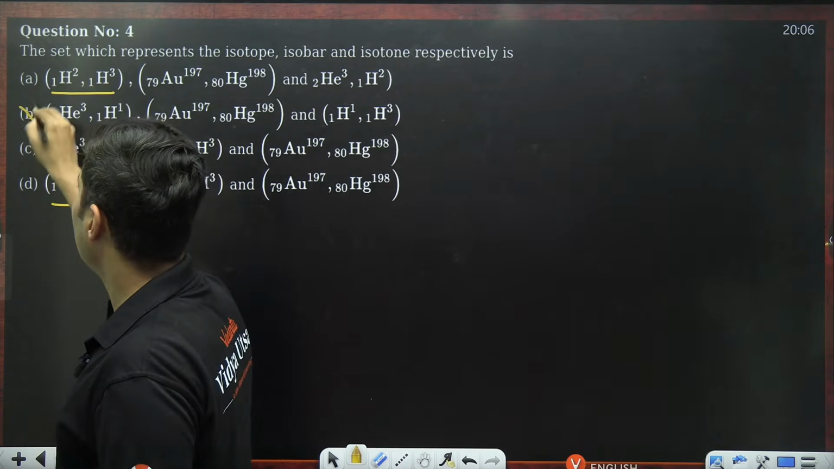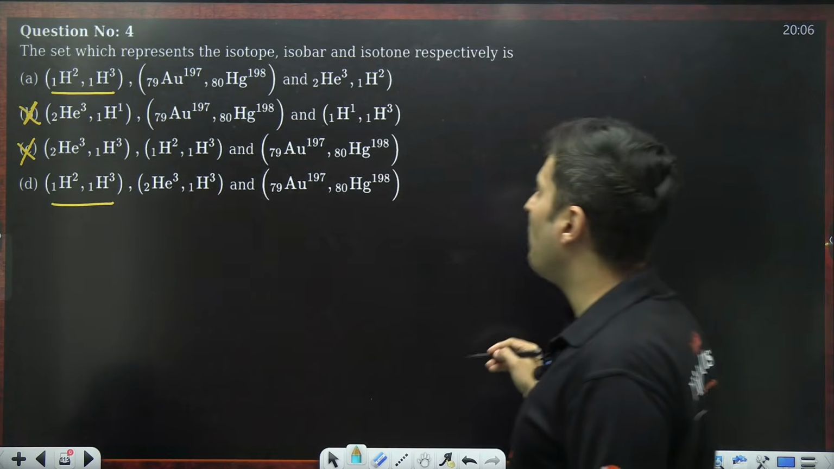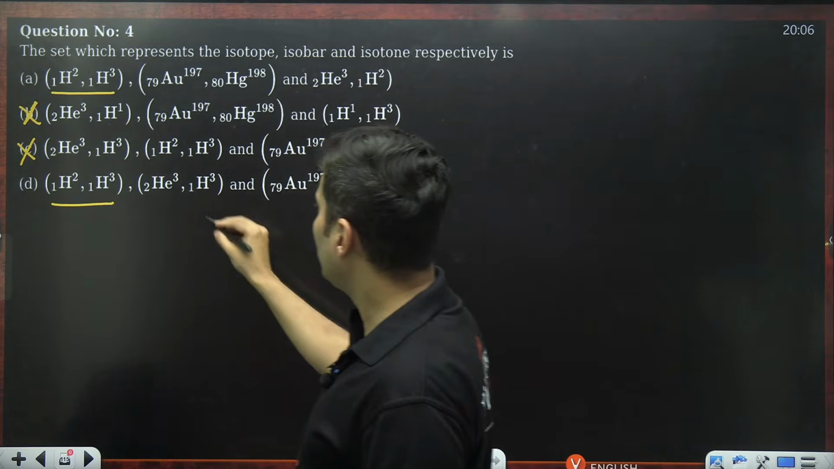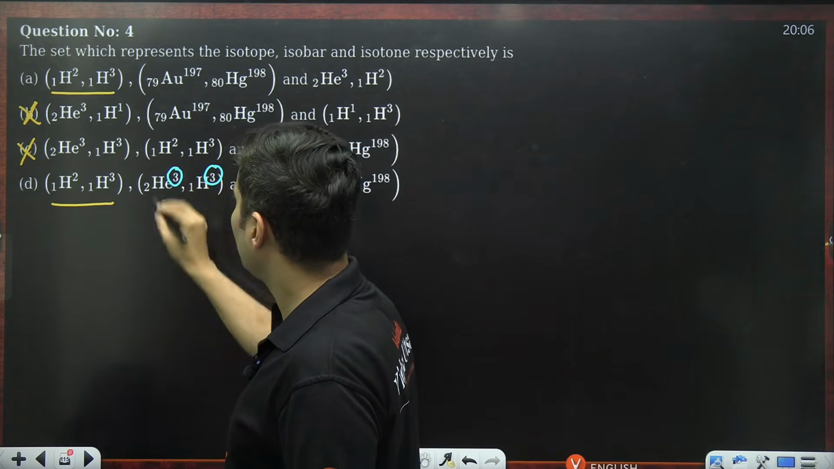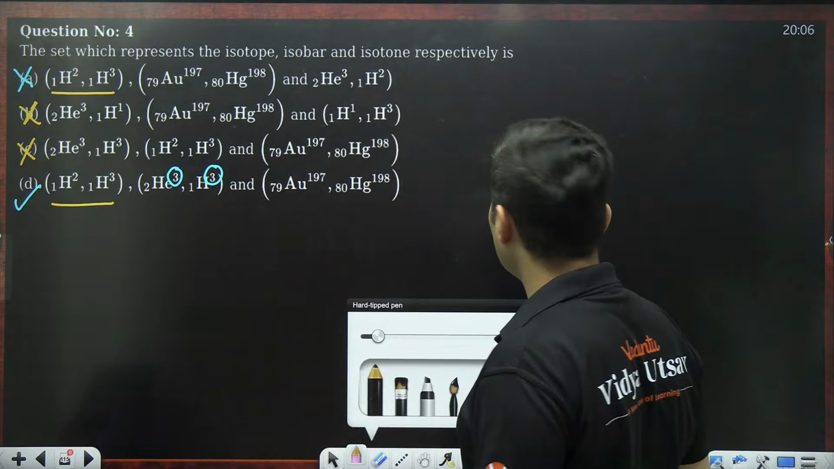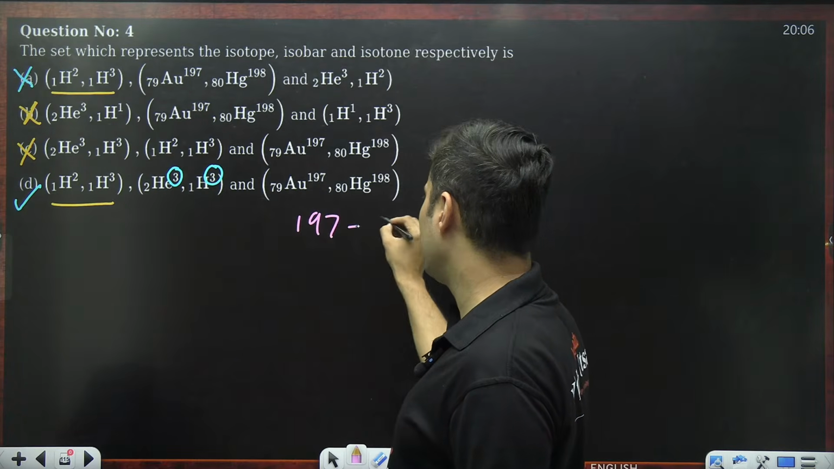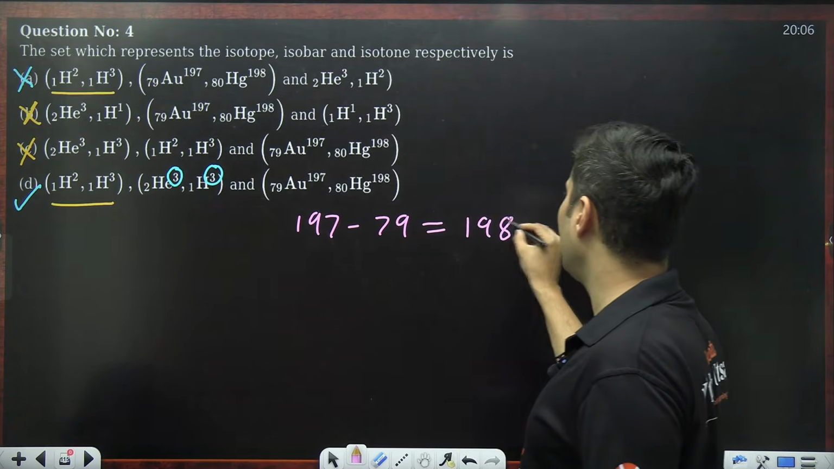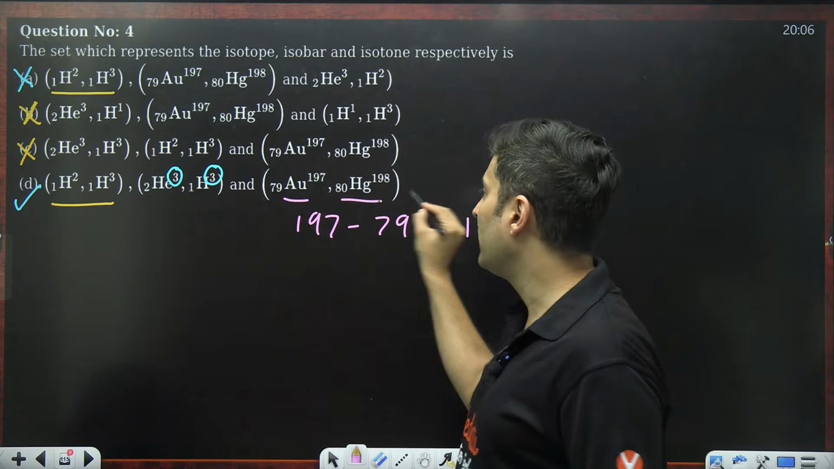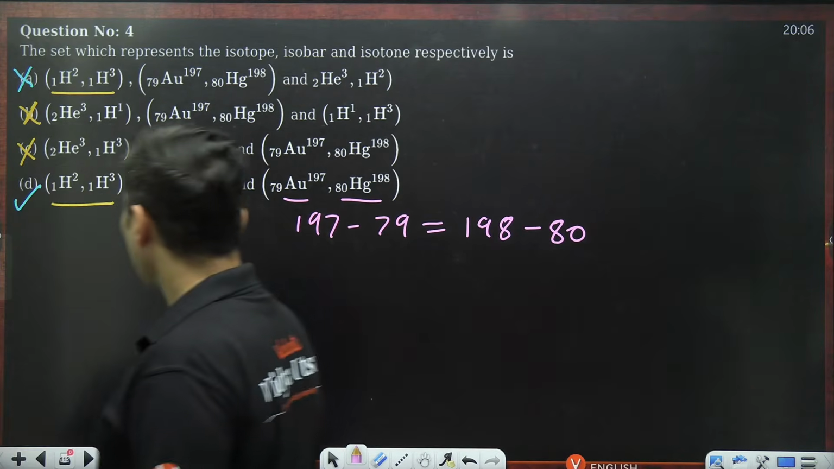This is possible. So B option is obviously eliminated. C is also eliminated. Then isobar means same atomic mass number. That I can see here and here. So A option also gets eliminated. So it has to be D option. And you can see isotone, this minus this and this minus this. So 197 minus 79 should be 198 minus 80. Correct, 100%. So this is also isotone. Perfect, D option. Awesome. Next one.